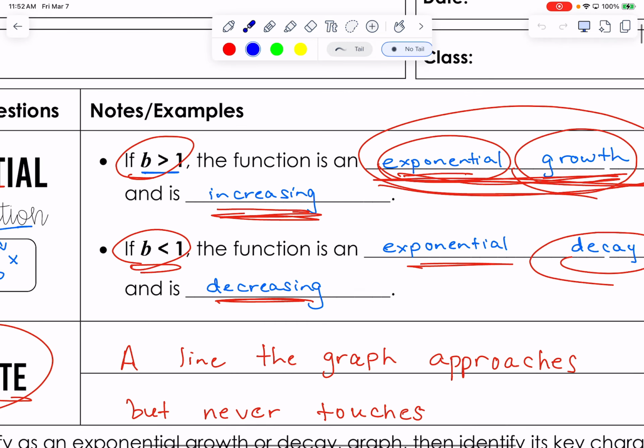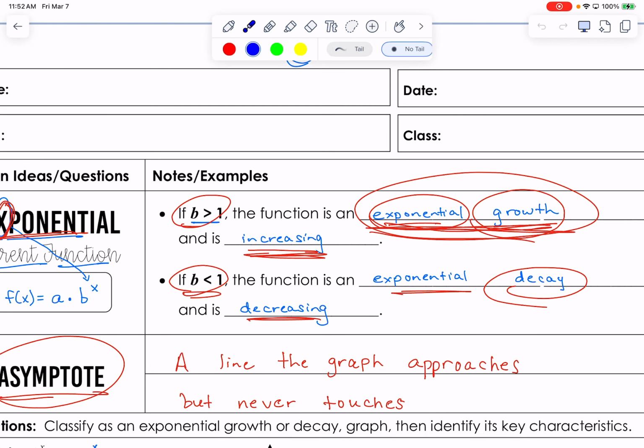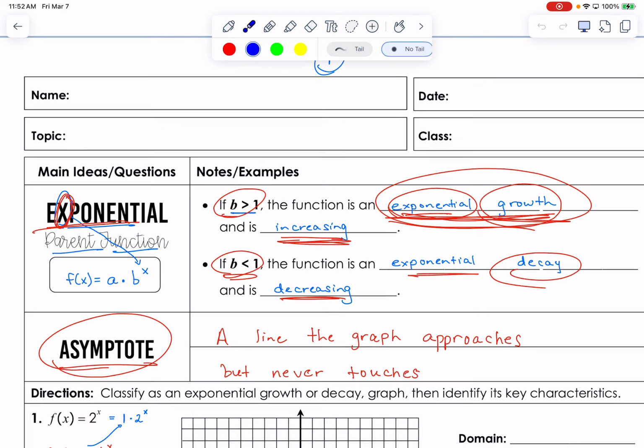If b is bigger than 1, we're going to call it exponential growth or increasing. And that's going to form a certain kind of curve, which I'm going to show you in just a second. If b is less than 1, it's going to be exponential decay, which is a decrease. And you are going to have to write if it's an increase or a decrease, or growth or decay.